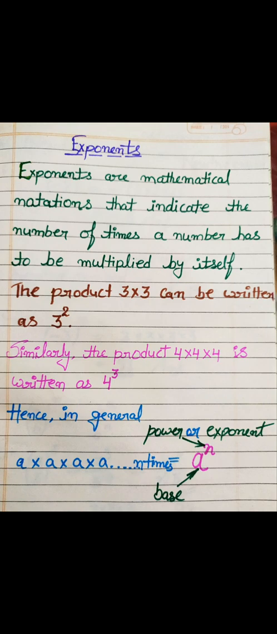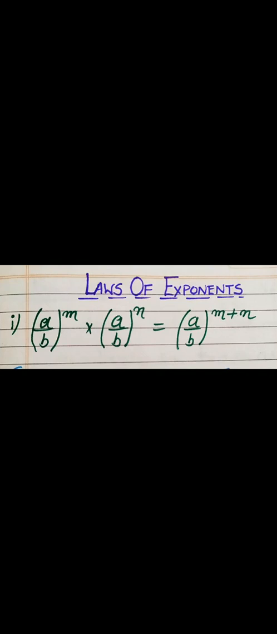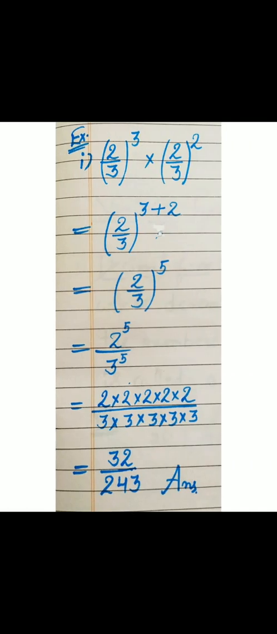And yesterday we also started the laws of exponents. This is the first law which was discussed: (a/b)^m into (a/b)^n, which is in multiplication. If we have two numbers in multiplication and they have the same base, then their powers add. As you see in the example, it is (2/3)^3 and (2/3)^2. In both numbers the base is the same, that means their powers will be added.